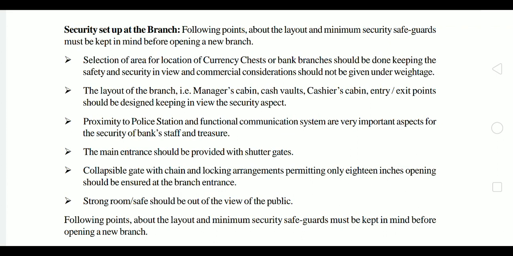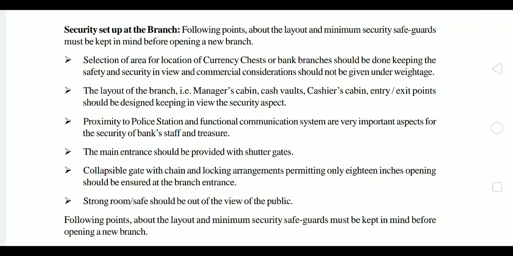Now when we talk about a currency chest, these are the branches responsible for supplying money to other nearby branches, right? So it should be done keeping safety and security in view, and obviously the commercial considerations should not be given undue weightage.